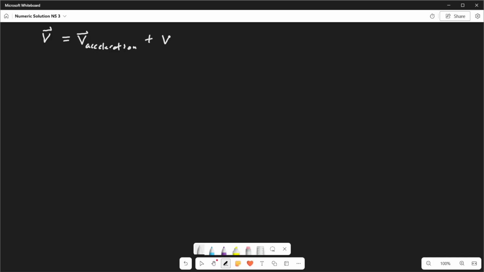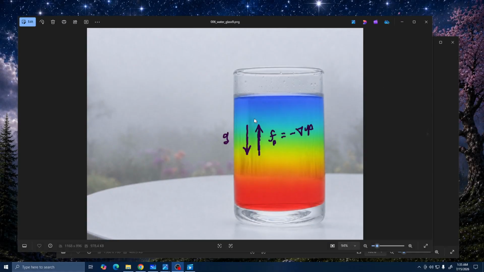And this other V I'm going to call violation. This is like the V in the water glass. In the water glass, the V is actually entirely violation. So these are V's that are trying to go down to the bottom of the water glass, which can't take place. It's a V violation.